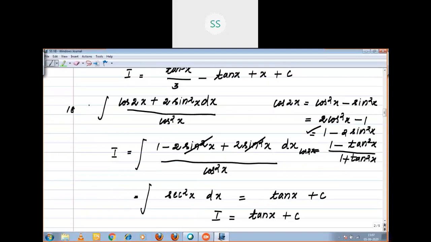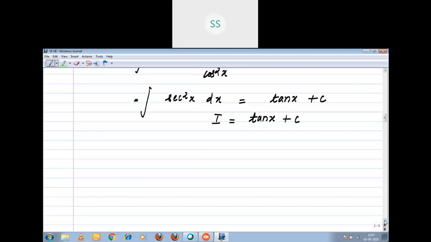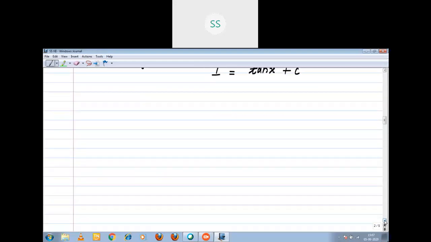Now I am going to move to question number 19. See how I am replacing, which identity I am using, you have to listen carefully, children. Be attentive, right? Question number 19: integral of 1 divided by sin x into cos square x dx.